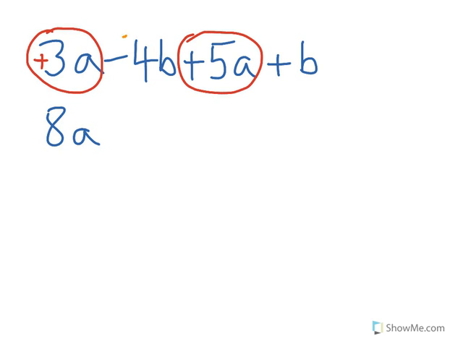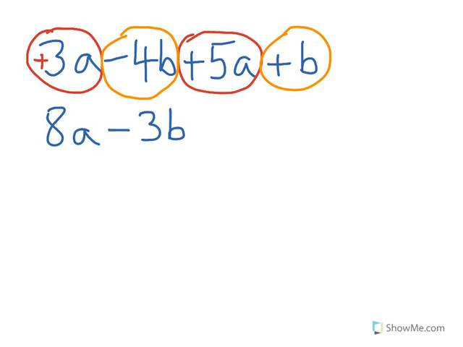So we've got a minus 4B. Don't forget that that 4B is a minus. It's quite easy to forget that. A minus 4B and a plus B. That's a plus 1B, obviously. So we've got minus 4B plus 1B would be minus 3B. And there's your answer. We can't simplify that any further.